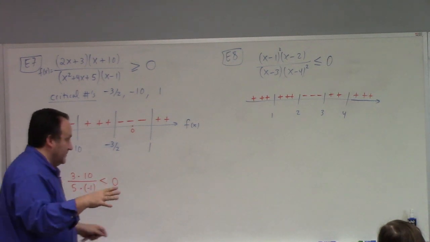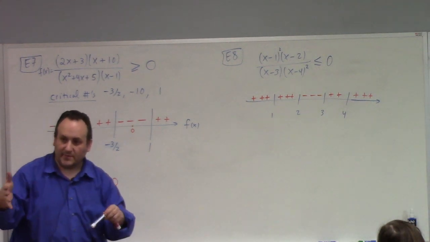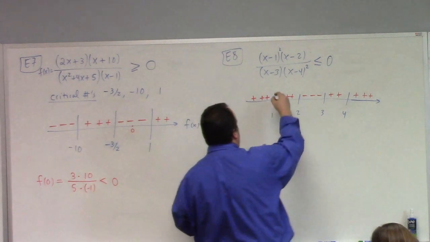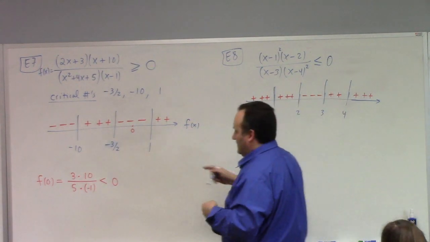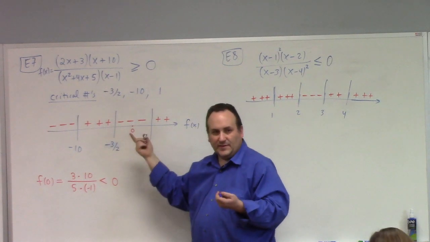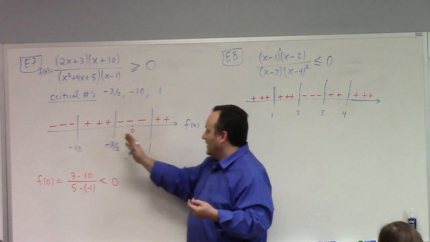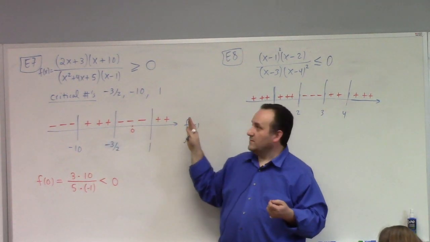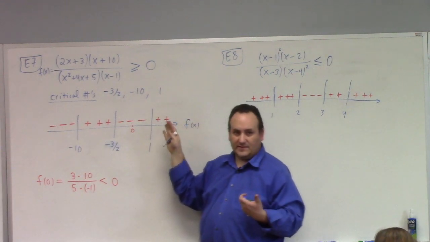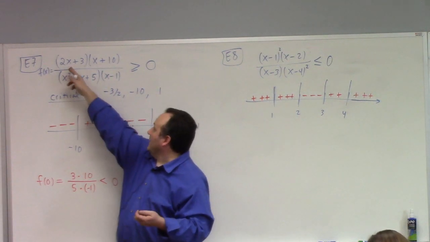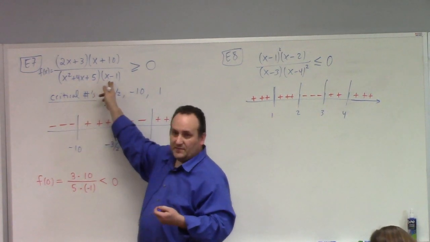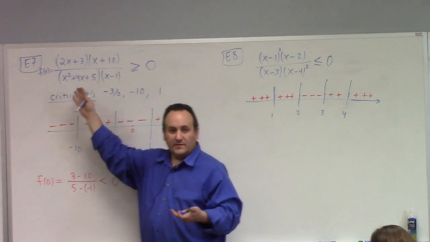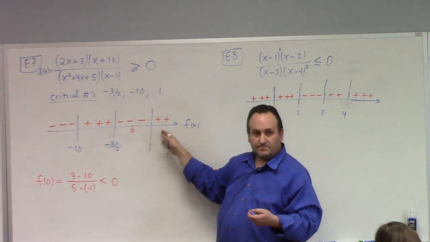Now, the other way to do this, which is more laborious, is to plug in a number in each case. I can literally plug in a value in each case. So I plugged in 0 here because it was easy. If you plug in a large positive number, like 1,000, basically you've got 2,000 times 1,000 divided by 1,000,000 times 1,000. That's a positive number. So that's why we had pluses over here.